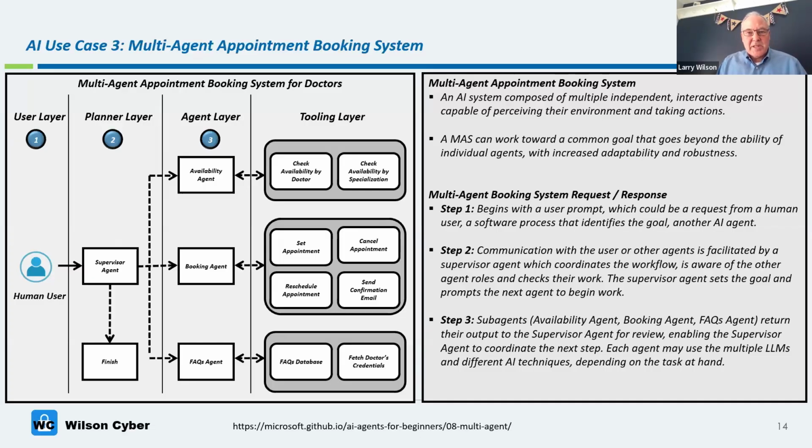So here's the example. It's a multi-agent booking system where an AI system is composed of multiple independent interactive agents capable of perceiving the environment and taking actions. The system can work towards a common goal. And we have three steps. It begins with a user prompt. It could be a request from a human user, a software process, etc. Step two, communicating with the user through these agents. A supervisor agent coordinates the workflow. And then step three, the sub-agents, if there's availability, a booking, and a frequently asked question agent, return their output to the supervisor agent that finishes the booking for the particular doctor.